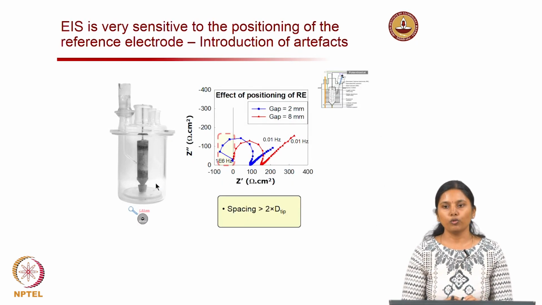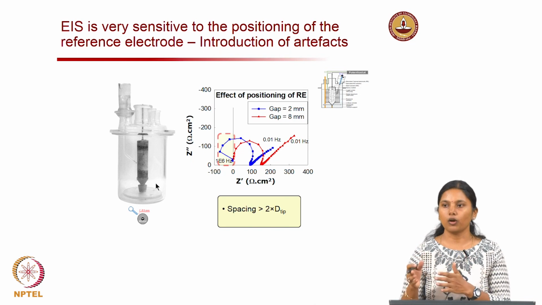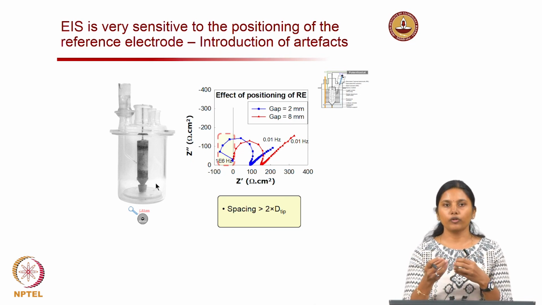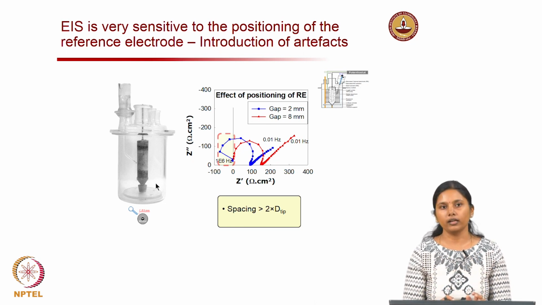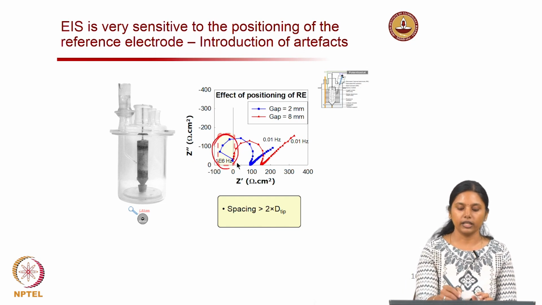Now, we will move on to the different types of artifacts which we get. Artifacts is nothing but distortion of EIS curve. Why does this kind of distortion happen? The distortion can happen in two levels. One is due to the arrangement of the electrochemical cell, that is the arrangement of working electrode, counter electrode and reference electrode. If your arrangement is very complex, it will distort the distribution of current and cause distortion in the EIS curve.